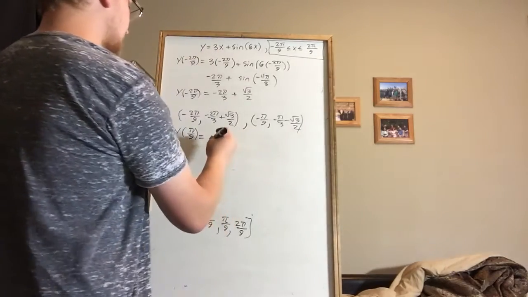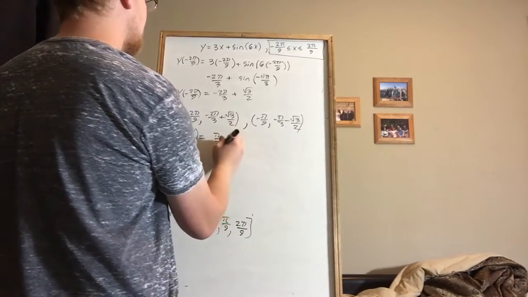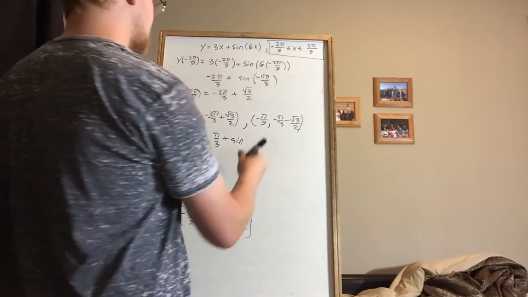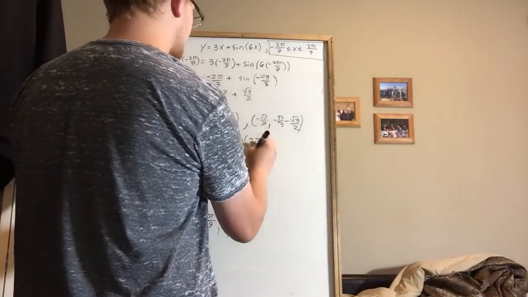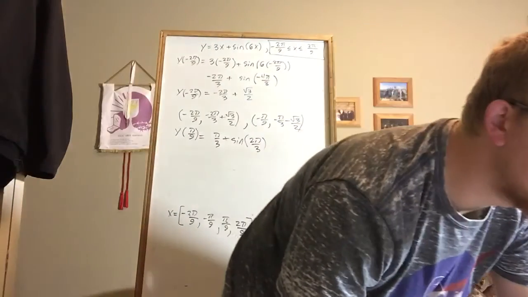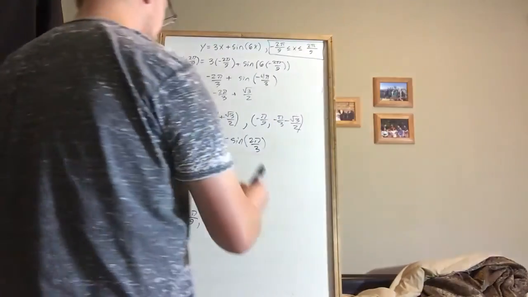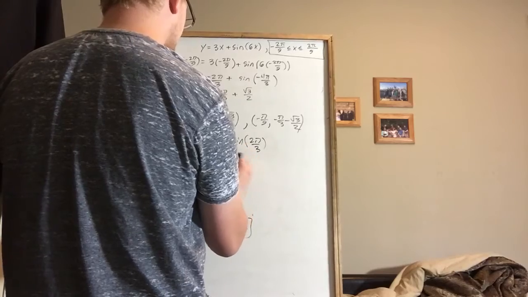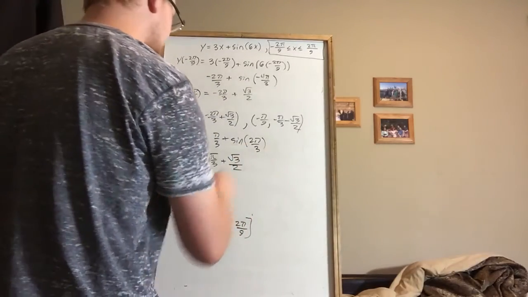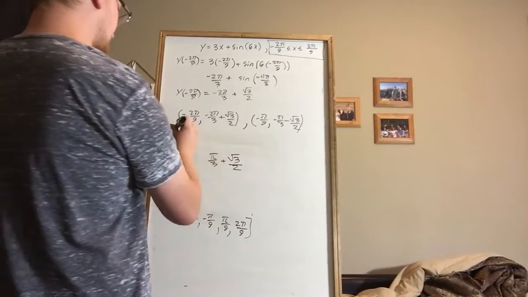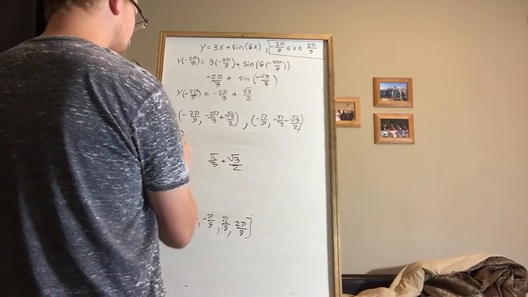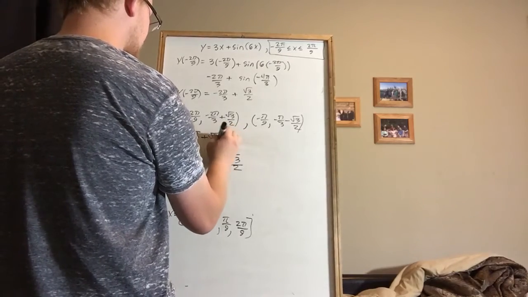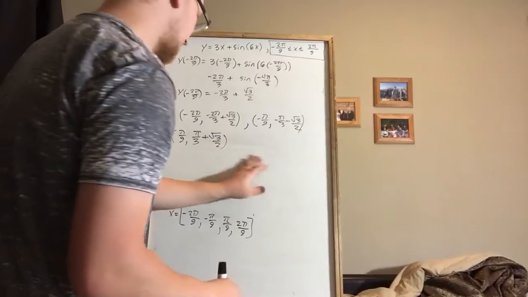3 times pi ninths is pi thirds, plus sine of 6 pi ninths. 6 pi ninths is 2 pi thirds. Sine of positive 2 pi thirds is root 3 over 2. So we end up with pi thirds plus root 3 over 2 when we plug in pi ninths. So our next ordered pair is pi ninths, and pi thirds plus root 3 over 2. And we just have one more left to go.